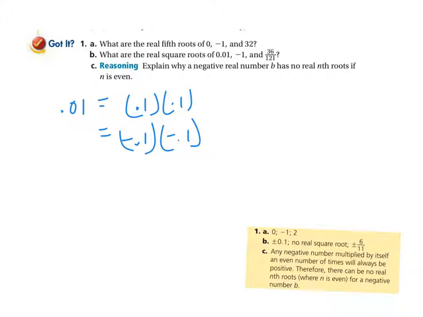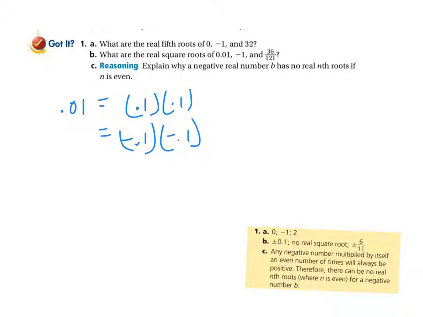Negative 1. Now, I kind of mentioned this early on. There's nothing you can multiply by itself when you have a negative like this in order to get a square root. Again, that's that whole i, that imaginary number concept. We don't have that yet.